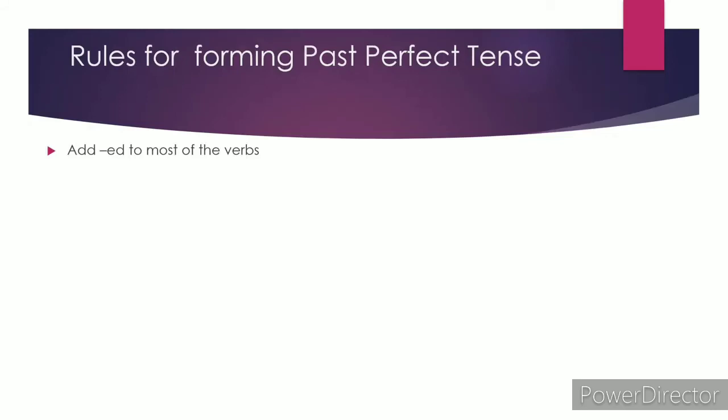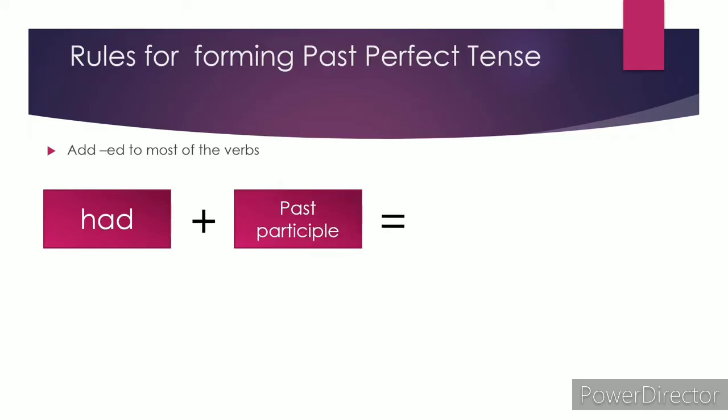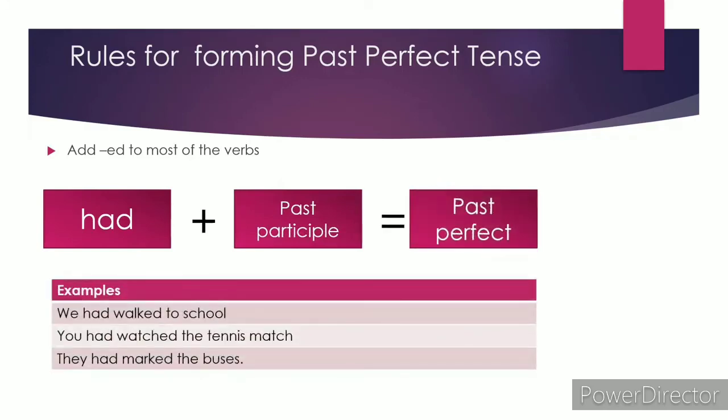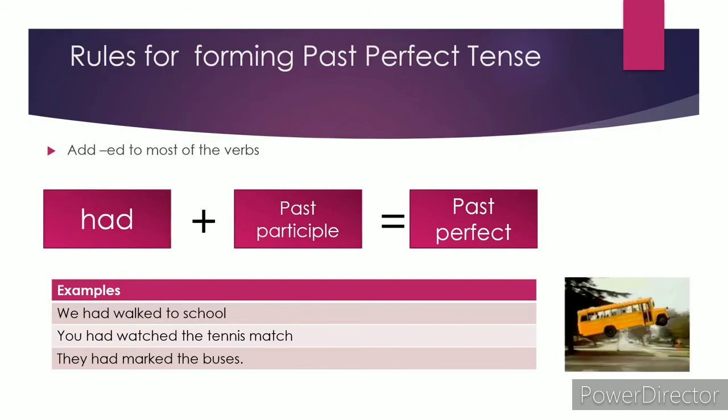To form the past perfect tense, we use the past tense of the verb to have, which is had, and add the past participle of the main verb. That is, subject plus had plus past participle, which will give us the past perfect tense. The examples, we had walked to school. They had watched the tennis match. They had marked the buses.